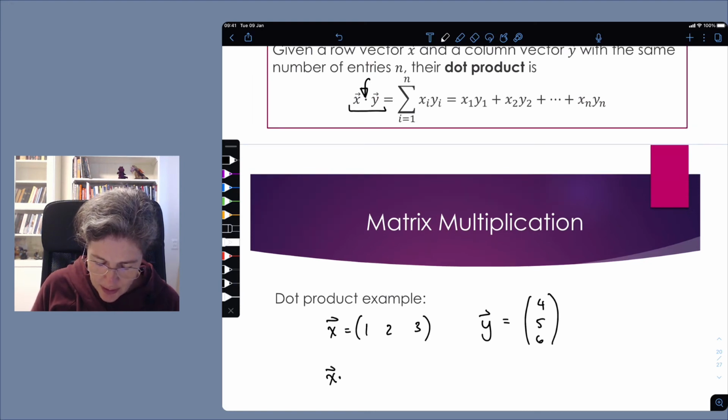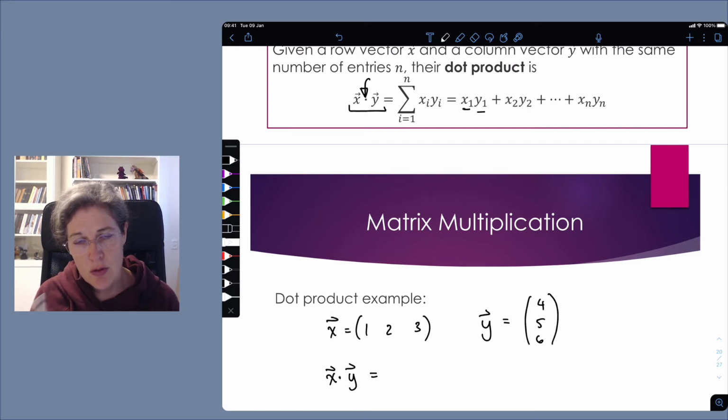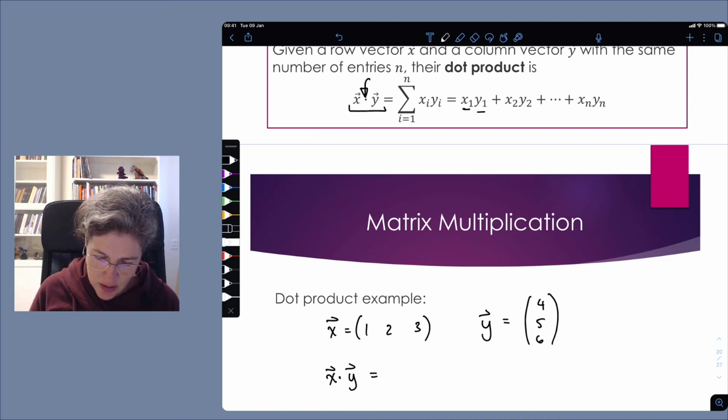If I work out x dot y, then I need to take x1 times y1, and so on. Notice that when we're talking about vectors, we don't need two indices to refer to the elements, because we know whether it's a row or a column. So x1 times y1 is 1 times 4, plus 2 times 5, plus 3 times 6.